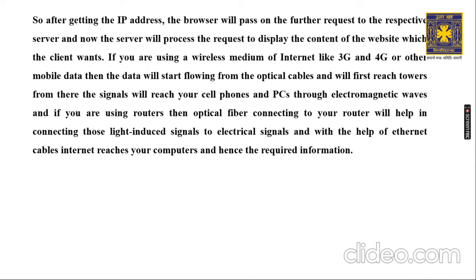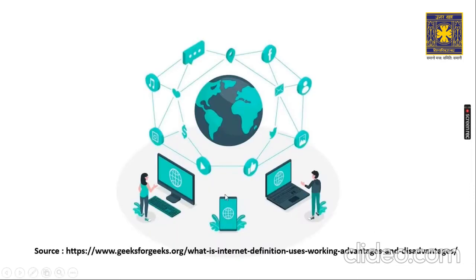If you are using a wireless medium of internet like 3G and 4G or other mobile data, then data will start flowing from optical cables and will first reach towers. From there, the signals will reach your cell phones and PCs through electromagnetic waves. And if you are using routers, then the optical fiber connecting to your router will help in converting those light-induced signals to electrical signals, and with the help of Ethernet cables, internet reaches your computers and hence the required information. So this is how the internet works.